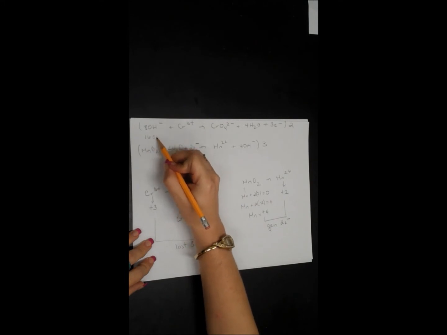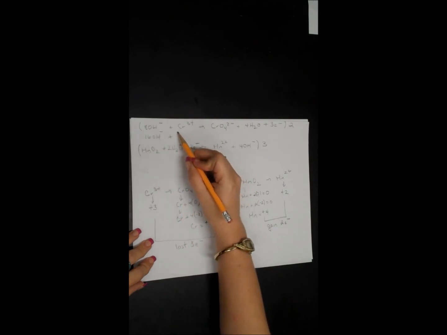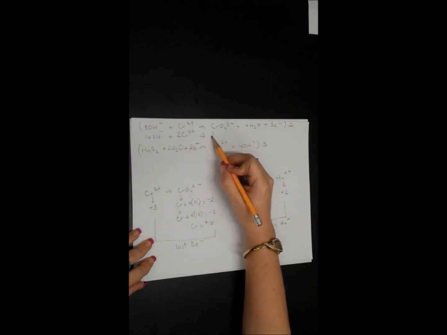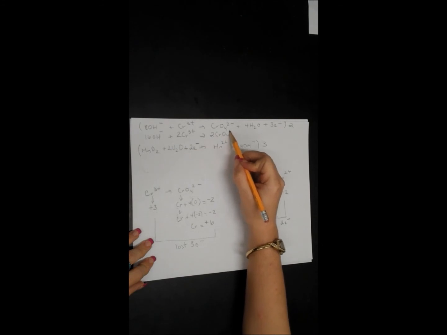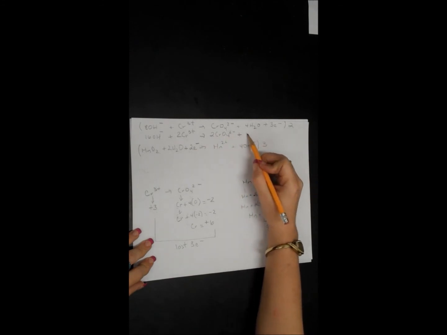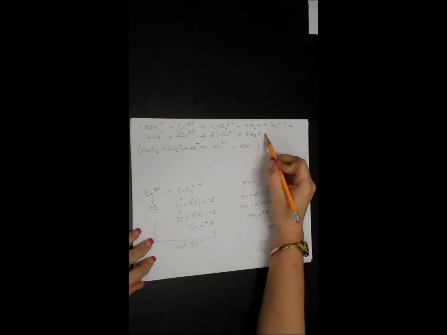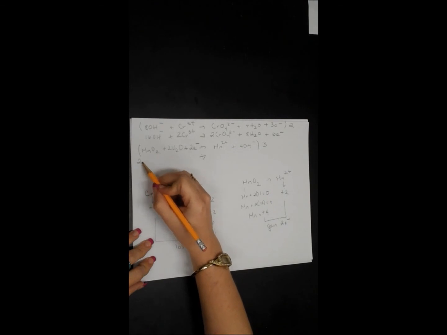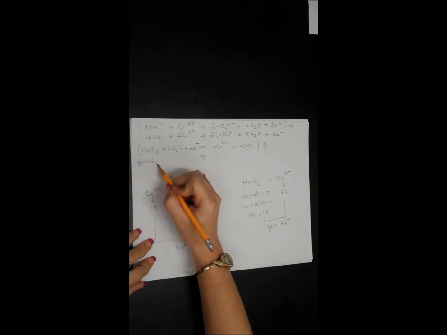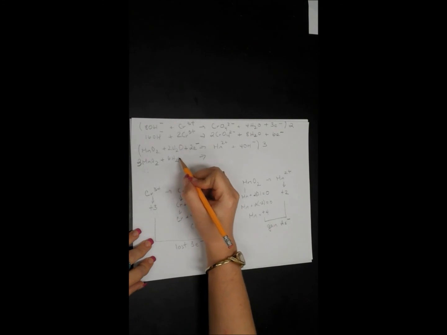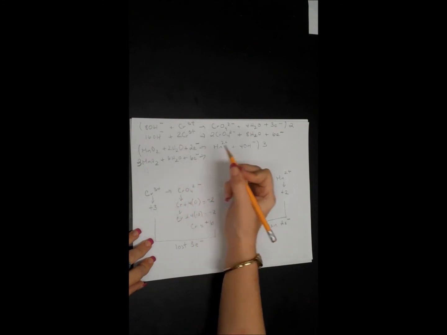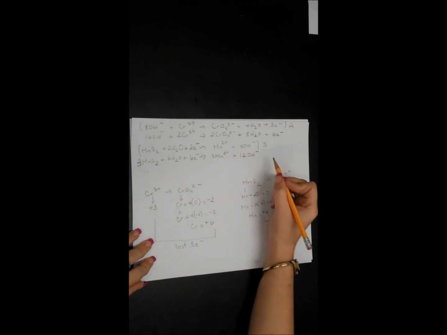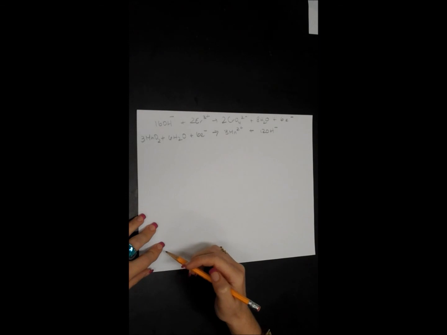When you multiply the first half reaction by 2, you should get 16 OH minus plus 2 Cr3 plus, giving 2 CrO4 2 minus plus 8 H2Os plus 6 electrons. And for our second half reaction, we'll get 3 MnO2s plus 6 waters plus 6 electrons, giving 3 Mn2 plus 12 OH minuses. Now we have to add the half reactions.